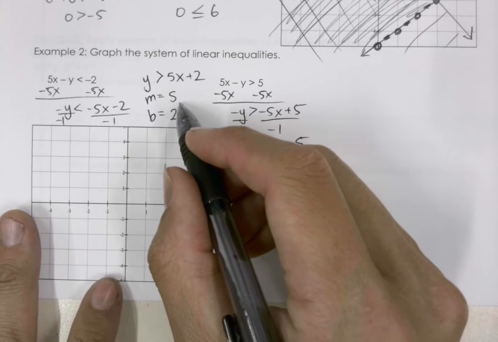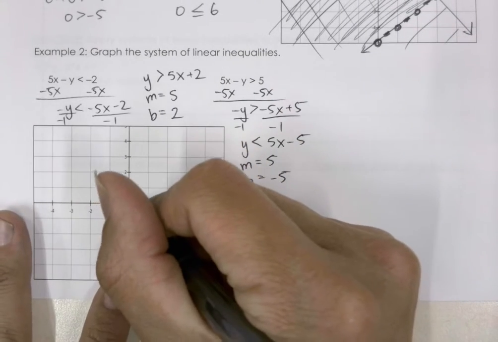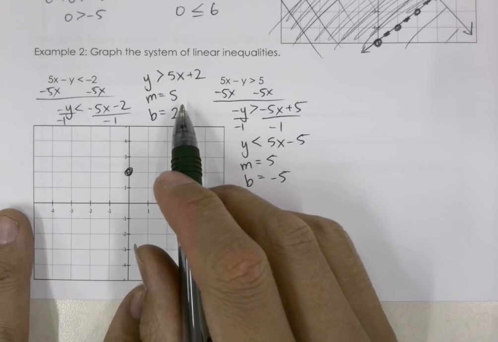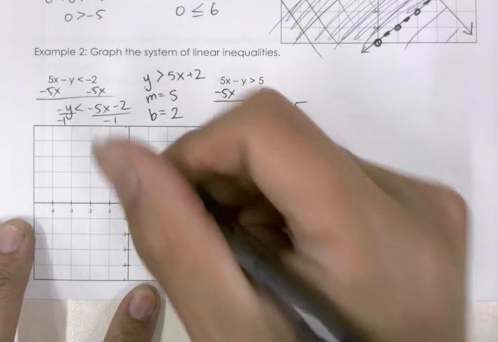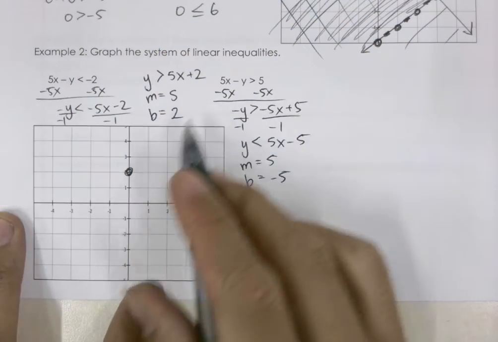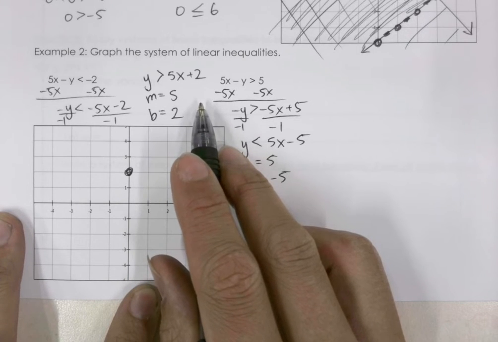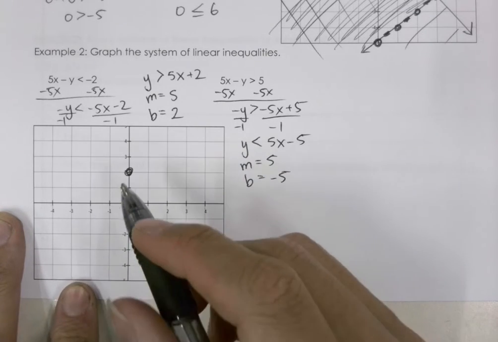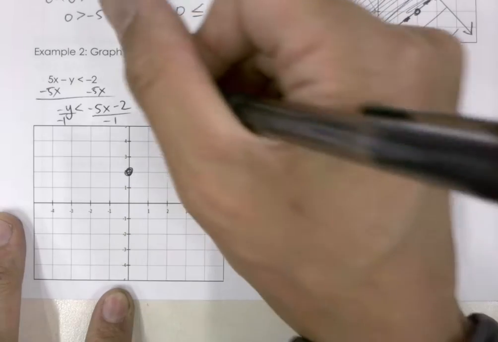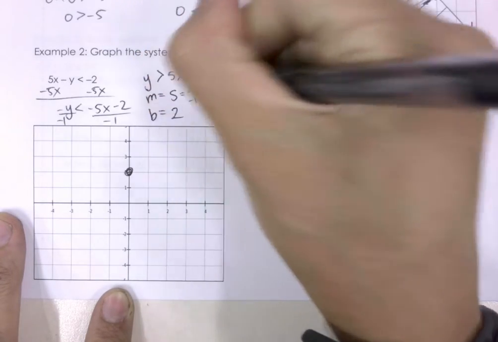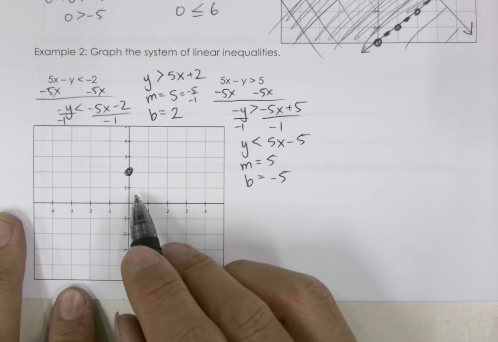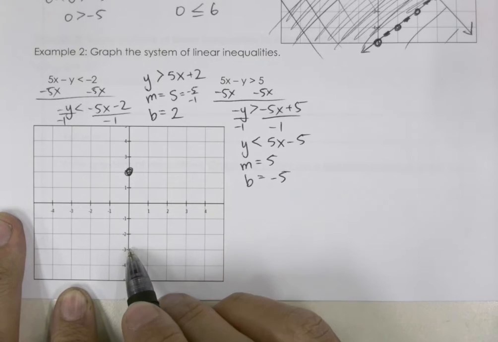Our first graph starts with a y-intercept of 2, so we'll go up to 2, and that's our first point. Our m is 5 over 1. It's going to be hard to graph this on this piece of graph paper, so instead of 5 over 1, why don't we do negative 5 over negative 1? We flip the sign of both the rise and the run, which means it's still positive, still equal to 5. So we're going to go down 5: 1, 2, 3, 4, 5.